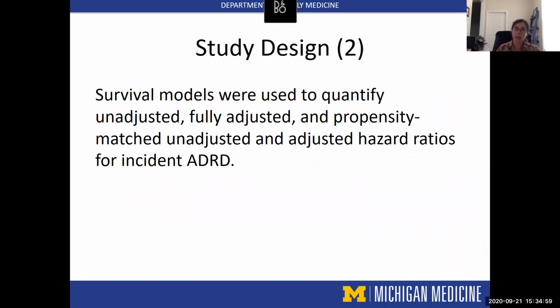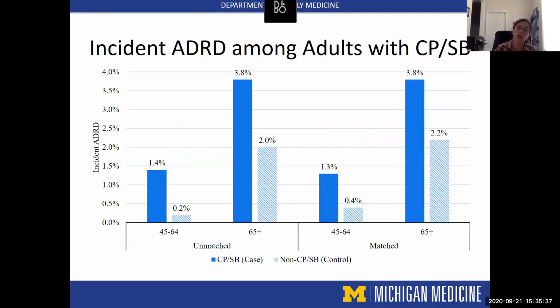So because we were looking at time to diagnosis of ADRD, we used a Cox survival model to quantify 4 different models: bivariate unadjusted, fully adjusted based on the variables that I mentioned earlier, and propensity matched, unadjusted and adjusted matched hazard ratios. The last one is the most conservative and cleanest type of analysis. And I'm going to go over the results for each of these 3 sets of disability conditions.